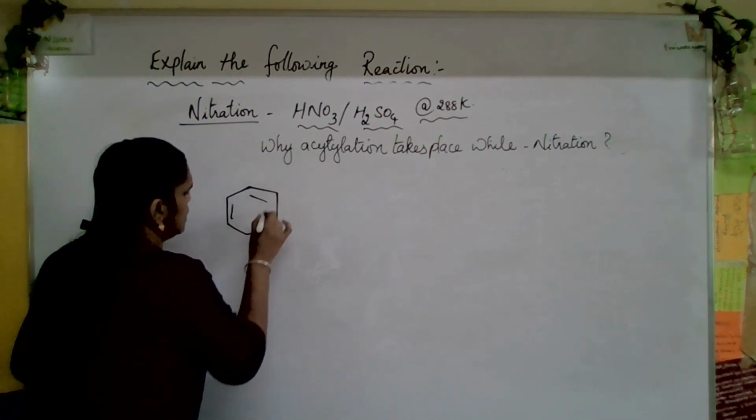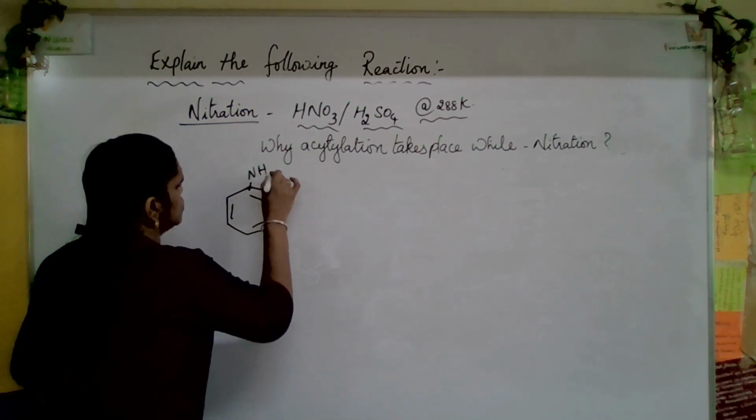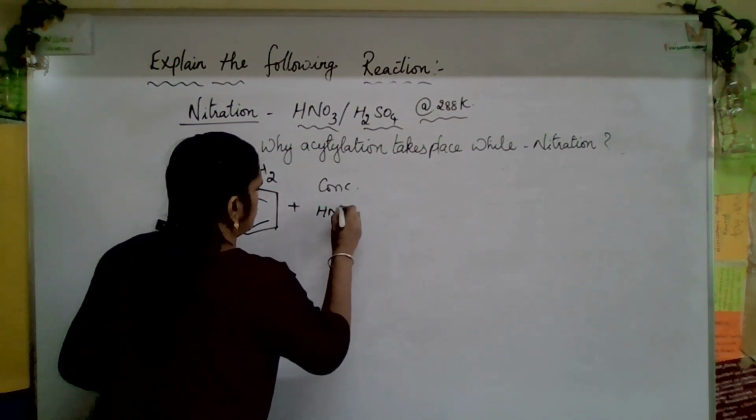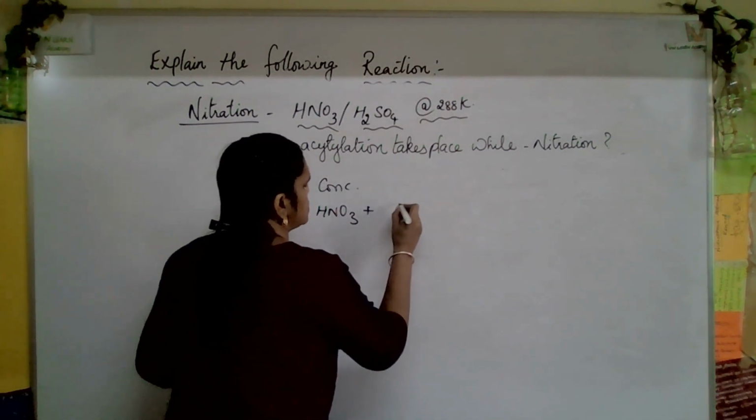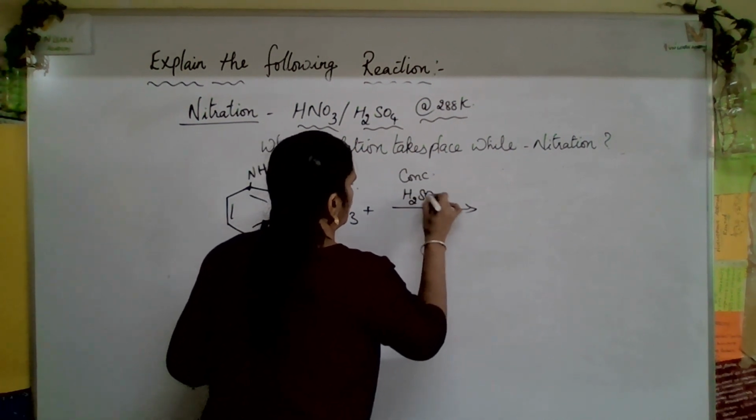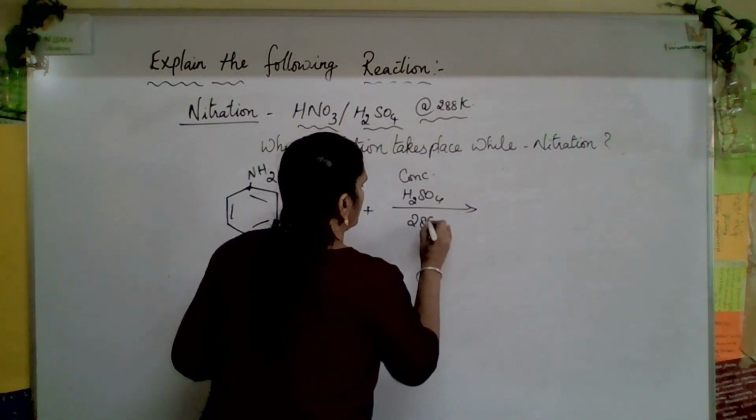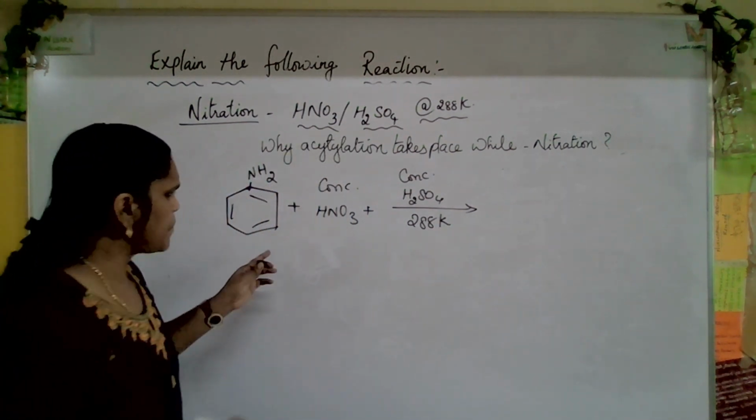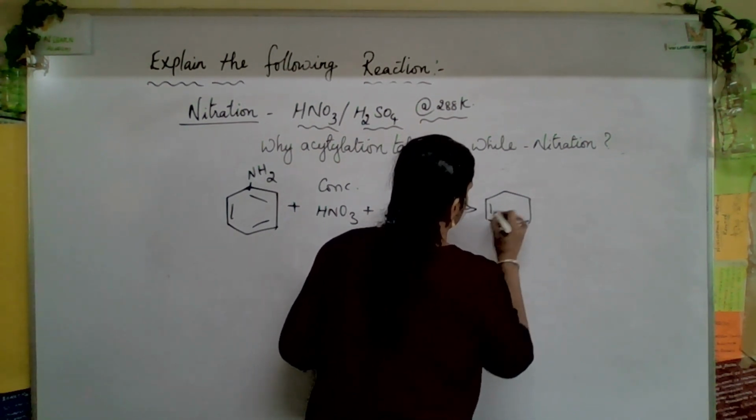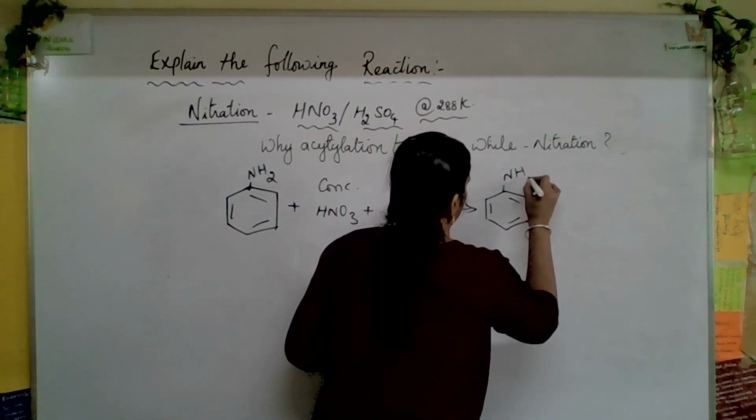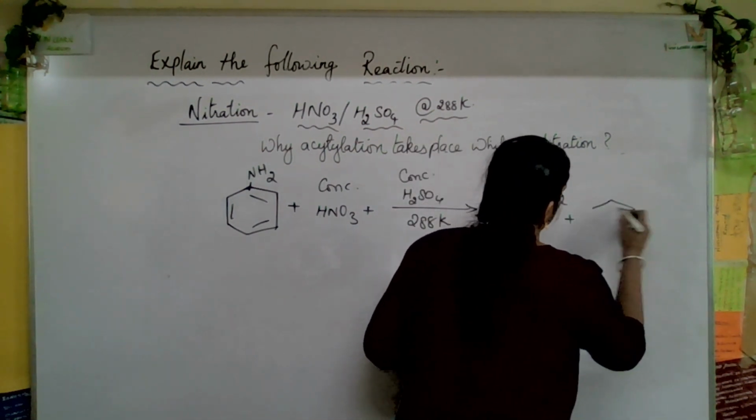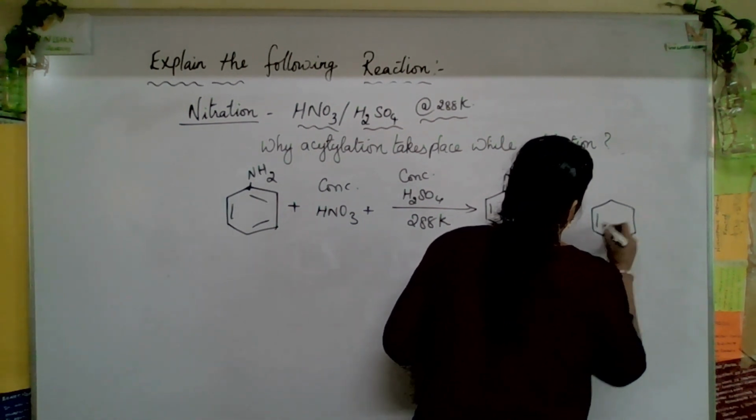So this is aniline, NH2, combined with concentrated HNO3 plus concentrated H2SO4 at 288 Kelvin. What is the product you will get? You will get aniline with ortho-nitroaniline and meta-nitroaniline.